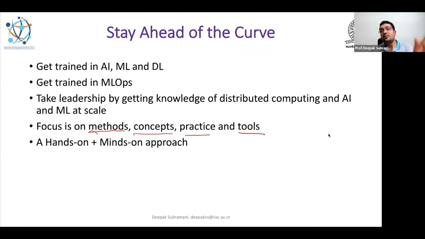So the hands-on and minds-on part of that is extremely important for you to understand. If you go behind tools, we will not reach anywhere. You might clear one interview, two interviews, but that's it. After that, what do you do? So our focus is on the behind the scenes as well as using. So that's what it is.